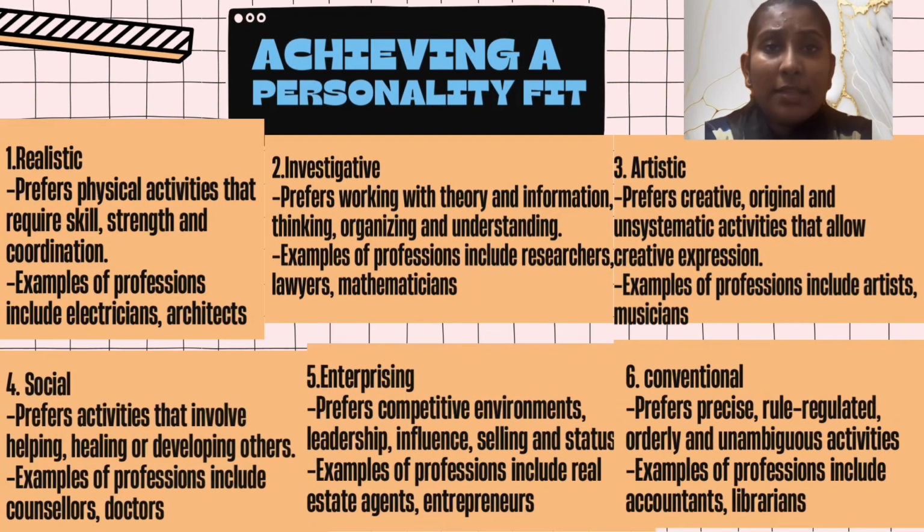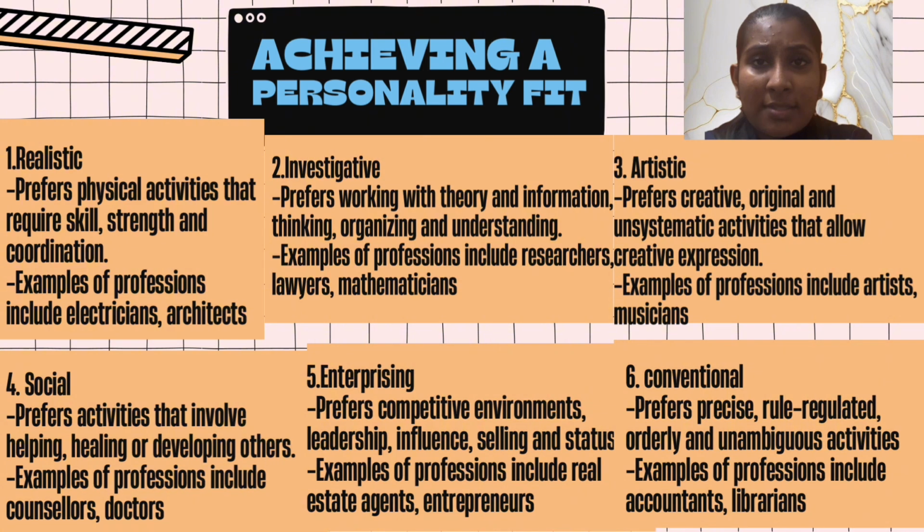Achieving a personality fit. First, realistic: prefers physical activities that require skill, strength, and coordination. Examples of professions include electricians and architects. Number 2, investigative: prefers working with theory, information, thinking, organizing, and understanding. Examples of professions include researchers, lawyers, and mathematicians.